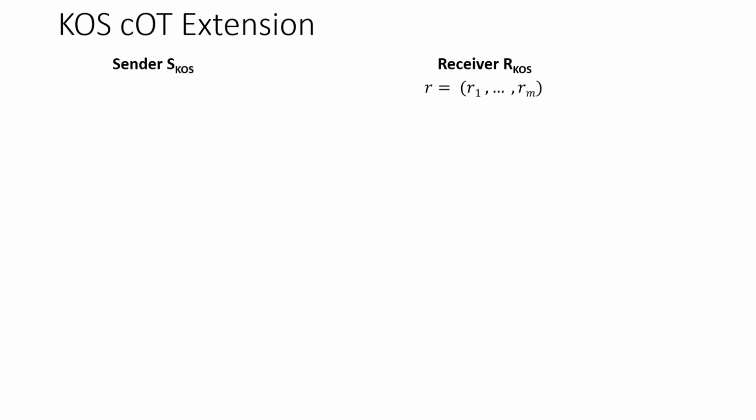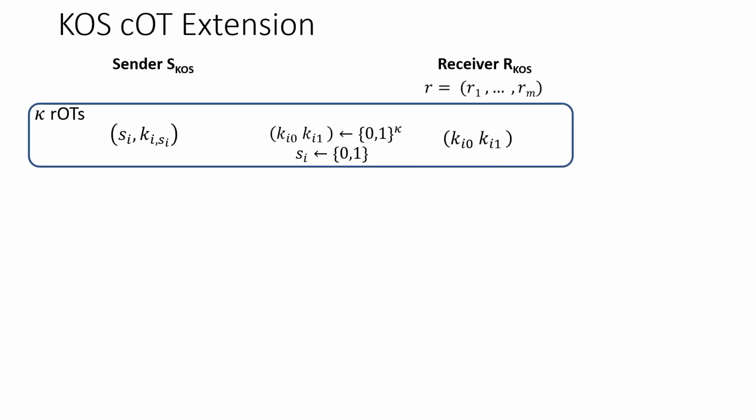So let us start by looking at the high-level idea of the KOS correlated OT extension, which is our starting point. So here we have a sender and a receiver. The receiver has a choice bit vector. The first phase is running the base OTs, and here the roles are reversed. The KOS sender acts as the receiver, and the KOS receiver acts as the sender in the base OTs.